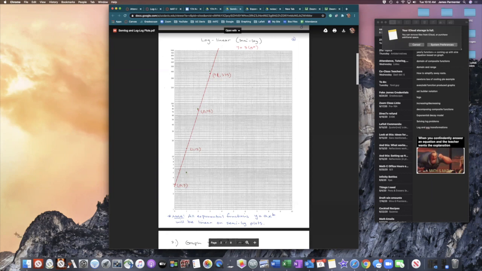So we moved log 5 times x to the left so it could look like a y equals mx plus b equation. I mean, really, you don't have to switch the order of these, but I did that so it would look like a y equals mx plus b equation. Yeah, but that is not absolutely necessary.